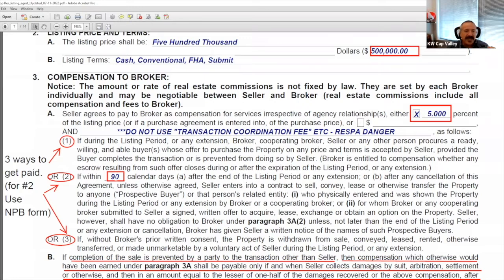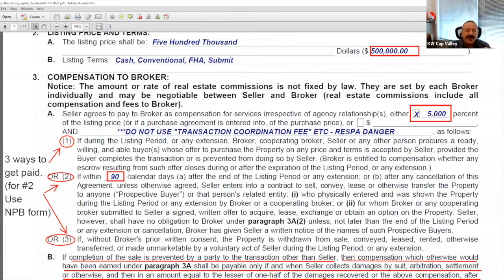Secondly, when you fill out your listing form, I recommend you put 90 days in this section under 3A2. And this is basically, I call it a protective clause. What it means is for 90 days after the listing expires, if anybody that has previously seen that property during the listing period decides to come back and buy the property, the seller still owes you a commission.